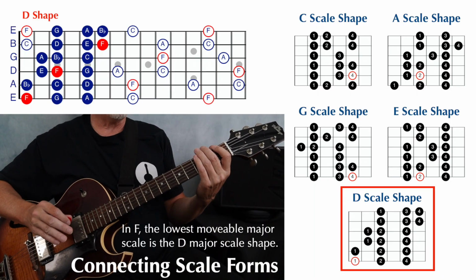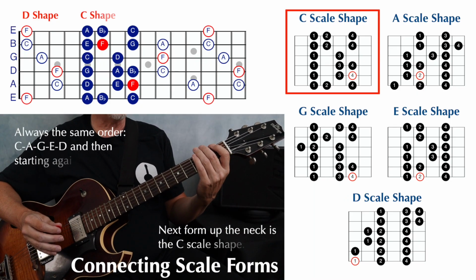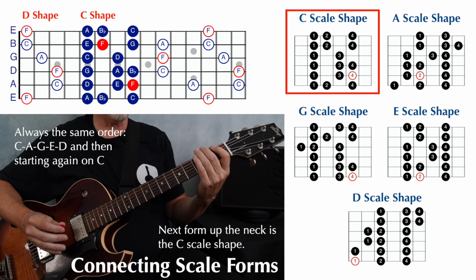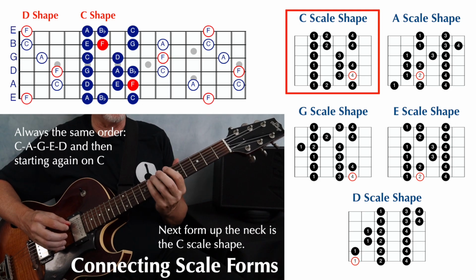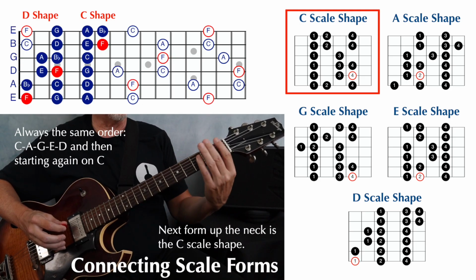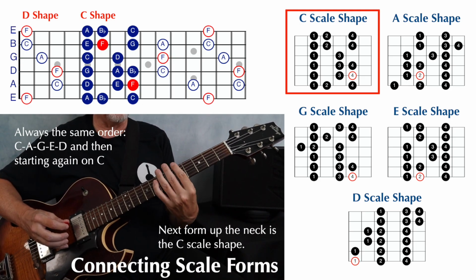And then after the D, it kind of wraps around to the C form. So we're going to play an F major scale using the C scale form. That begins right here. So we're moving from this area of the fretboard to this area of the fretboard.